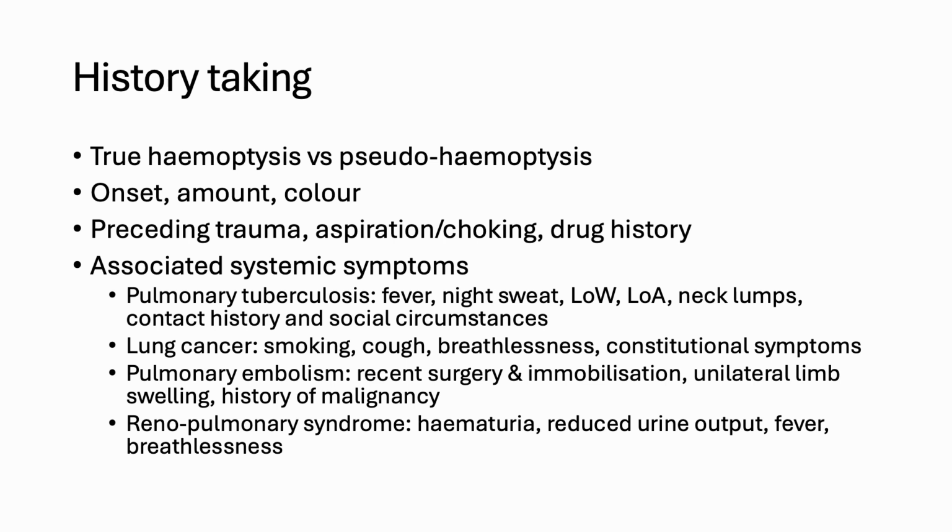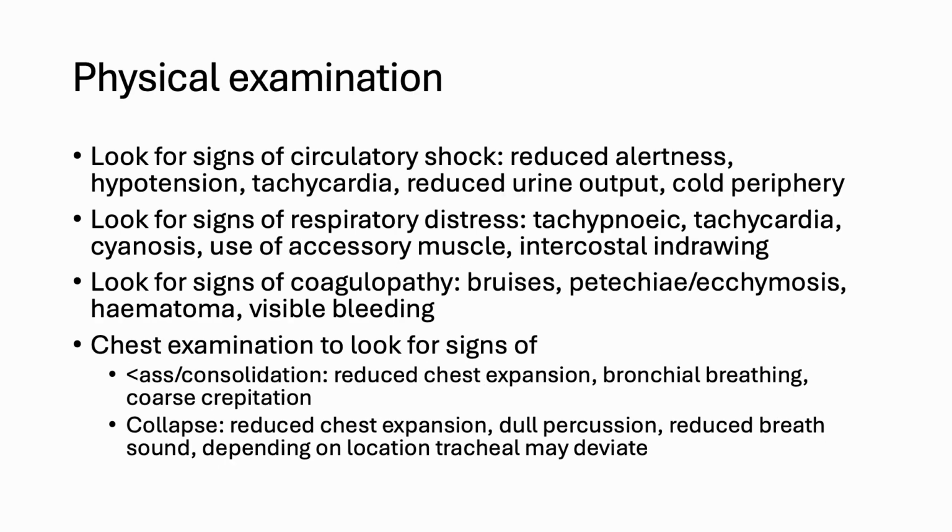Whereas for lung cancer, we should ask about smoking, quantify the amount, cough, breathlessness, constitutional symptoms. For pulmonary embolism, we need to inquire about recent surgery or immobilization and whether there is unilateral limb swelling or a history of malignancy. Lastly, for renal pulmonary syndrome, we need to ask specifically about hematuria, reduced urine output, fever, and breathlessness.